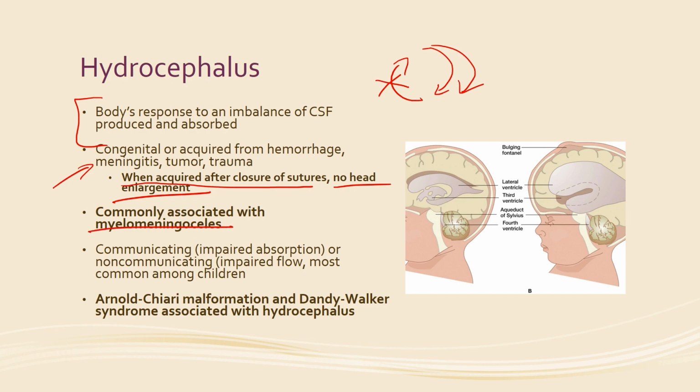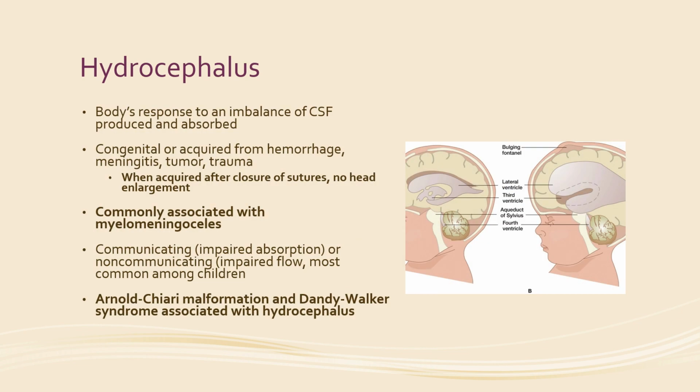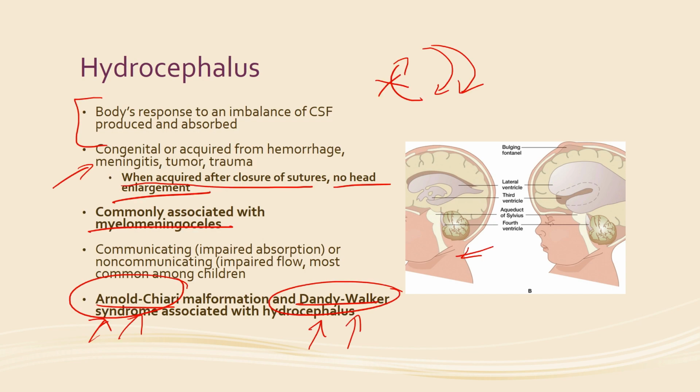Commonly associated with myelomeningocele and Arnold-Chiari malformation, Dandy-Walker malformation. I don't need you to know what these exactly are, like where the actual malformation is inside, like the structure and all that, but I just need you to know the names of it. Be able to identify these as other syndromes that hydrocephalus is associated with. So there's also communicating and non-communicating hydrocephalus. You should know that non-communicating is the most common among children, right? Some kind of impaired flow.